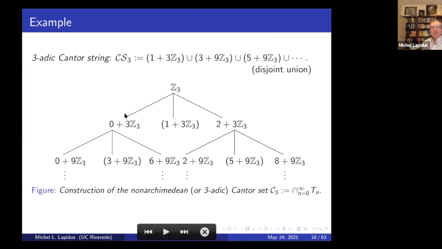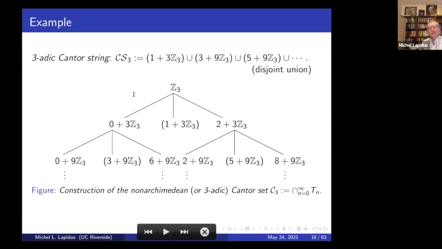If you look at the graph here, you have the usual construction of the ternary Cantor set in the real line in the interval 0, 1. You remove the middle third interval. Here, the analog of the middle third interval is going to be 1 plus 3Z3. So we remove this one in the construction of the usual Cantor set. And here in the construction of the triadic Cantor set, we would remove this middle third.